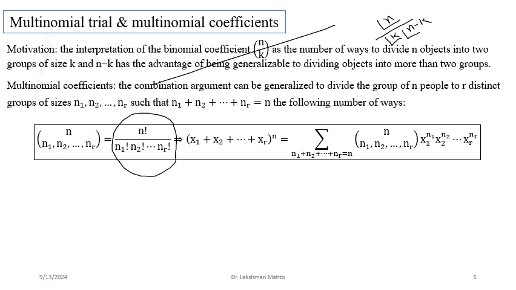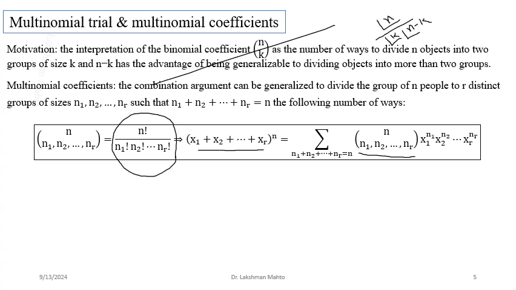For binomial, you are just taking two terms, (x1 + x2) to the power n, and you are getting the binomial coefficient. Now, you are taking r number of terms, (x1 + x2 + up to xr) to the power n. How will you expand it? The theory is very similar to binomial expansion. This expansion we call multinomial expansion, and the corresponding coefficient is the multinomial coefficient.